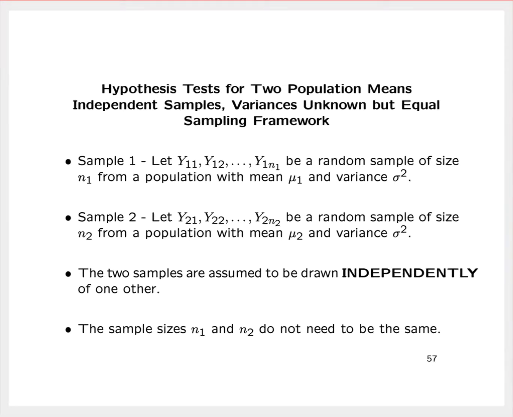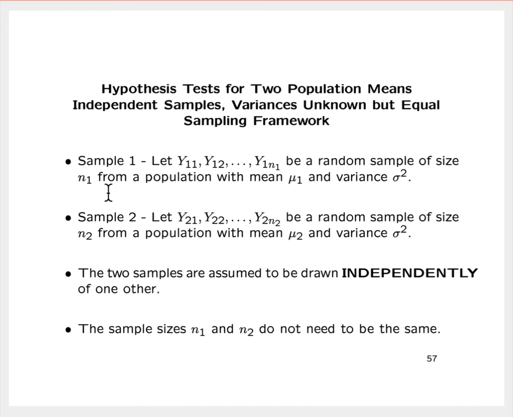In this lecture video, we look at inference procedures for comparing two population means using independent samples where the population variances are unknown but can reasonably be assumed to be equal. Now here's a sampling framework. We have two samples, one from each of the two populations under consideration.